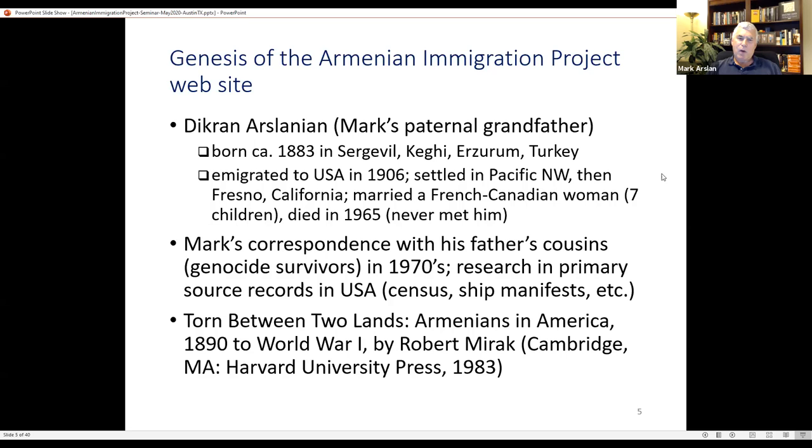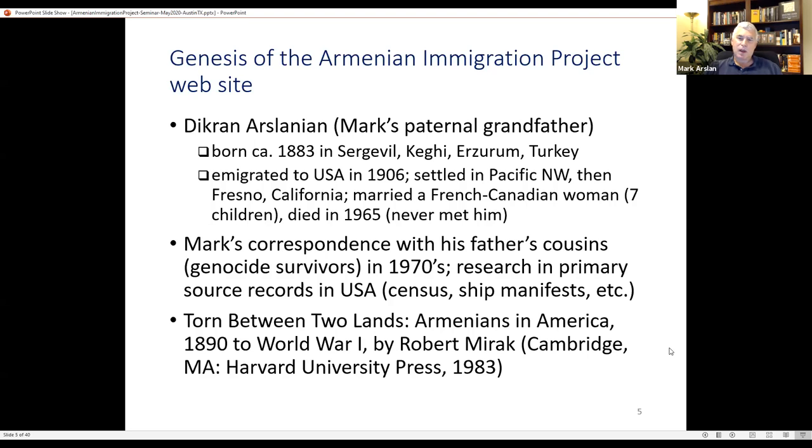And then at one point I read a book by Robert Mirock, who I think is still living, called Torn Between Two Lands, Armenians in America, 1890 to World War I. I thought it was a fascinating book because he was talking about the immigration experience of people like my own family, these Armenians who came here prior to World War I.